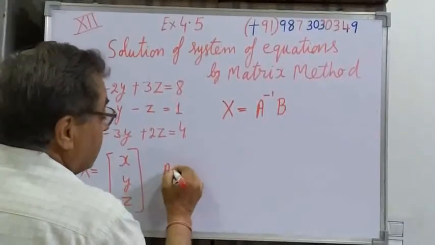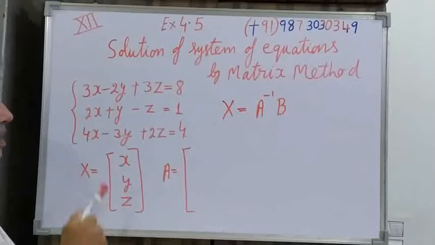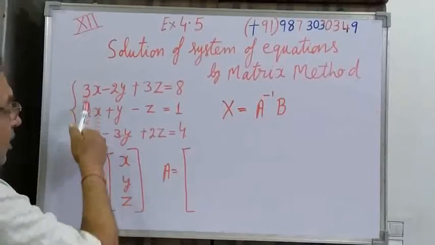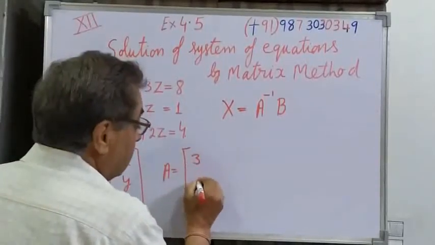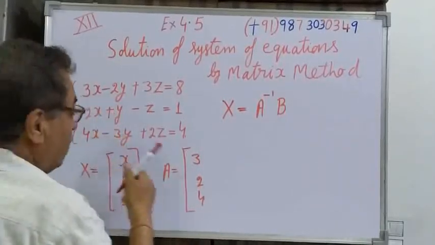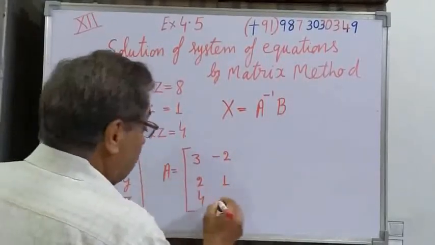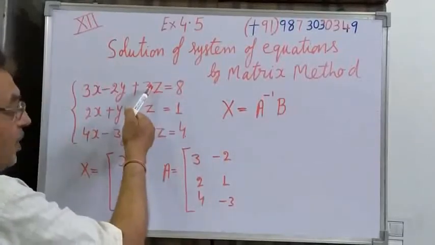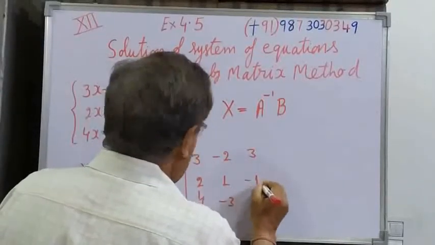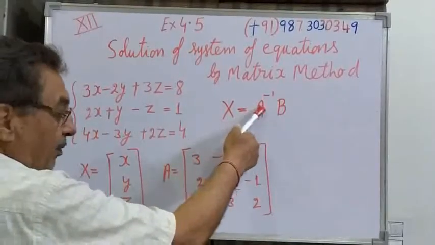What is A? The A matrix is made up of the coefficients of the 3 variables. Here x has the coefficients 3, 2, 4. Write them down in a column: 3, 2, 4. And y has the coefficients minus 2, 1, minus 3. Z has the coefficients 3, minus 1, 2. So this is what we get. This is A.